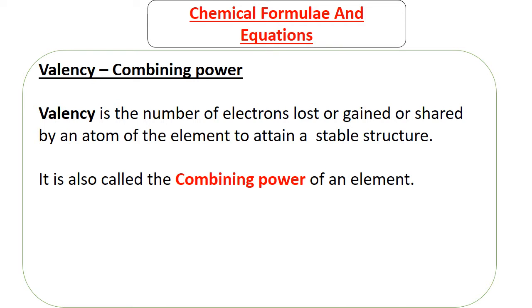So what does this phrase mean, combining power of an element? When sodium and chlorine are about to combine to form sodium chloride, which is common salt, sodium has its valency and chlorine has its valency. When you mix them, these valencies are going to play an important role in coming up with the chemical formula of the compound.